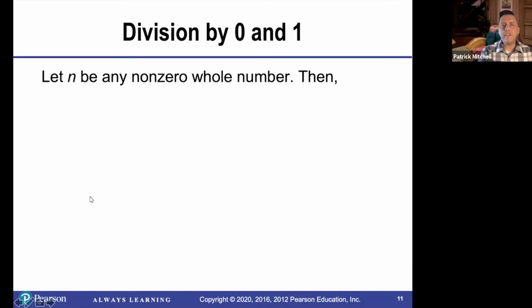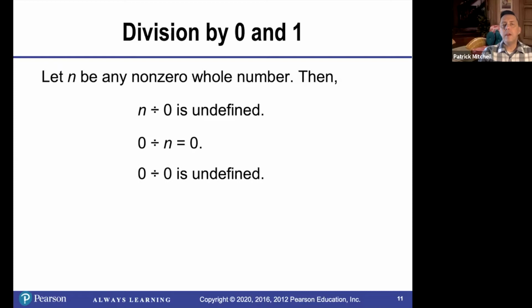Let's talk about division by 0 and 1. If n is any non-zero whole number, then n divided by 0 is undefined. You've heard this before. 0 divided by n is 0. And 0 divided by 0 is undefined. I thought it would be worth talking about why each of those things makes sense.